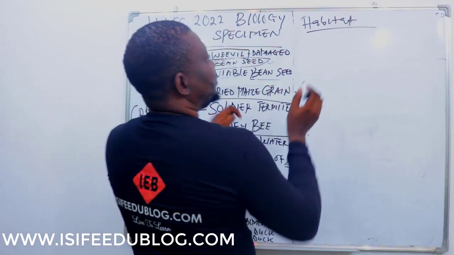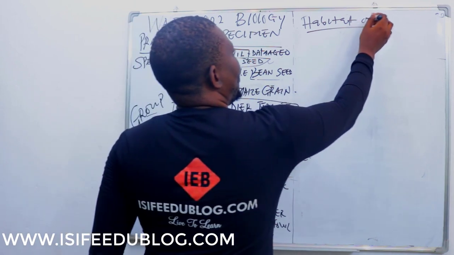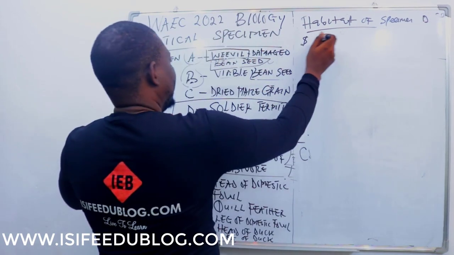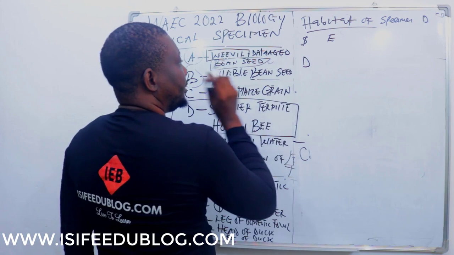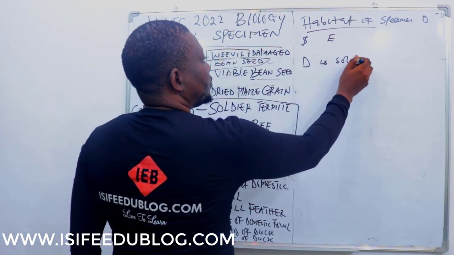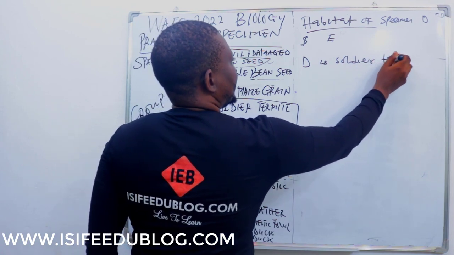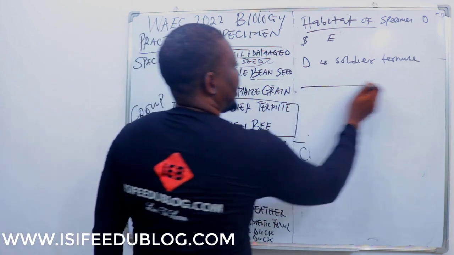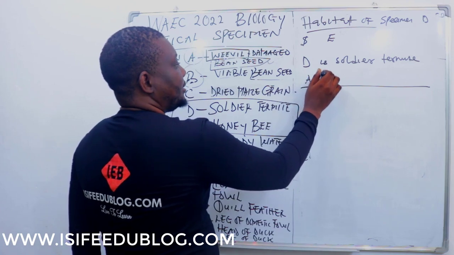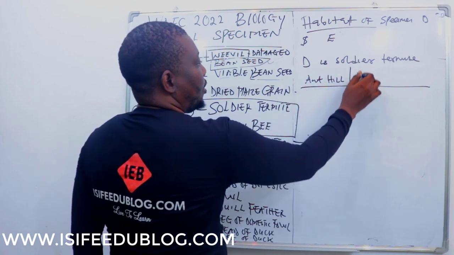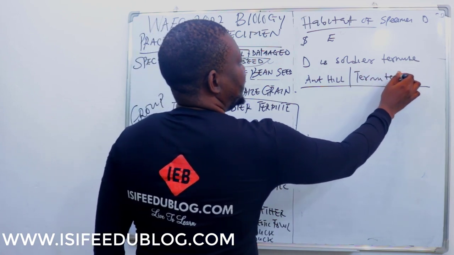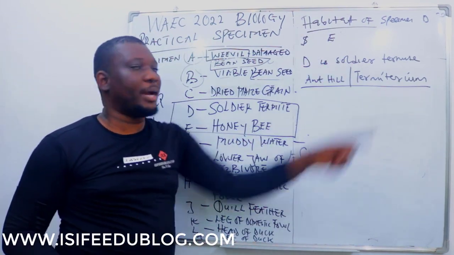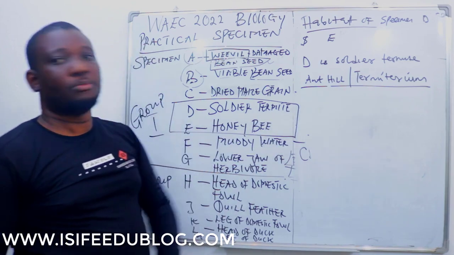Habitats of soldier termites. Habitats of specimen D and E. Remember, D is soldier termites. Okay, what is the habitat of soldier termites? It's very simple. Habitat is an anthill or termitarium. That is the habitat of soldier termites. You see them in anthill or termitarium or termitree.